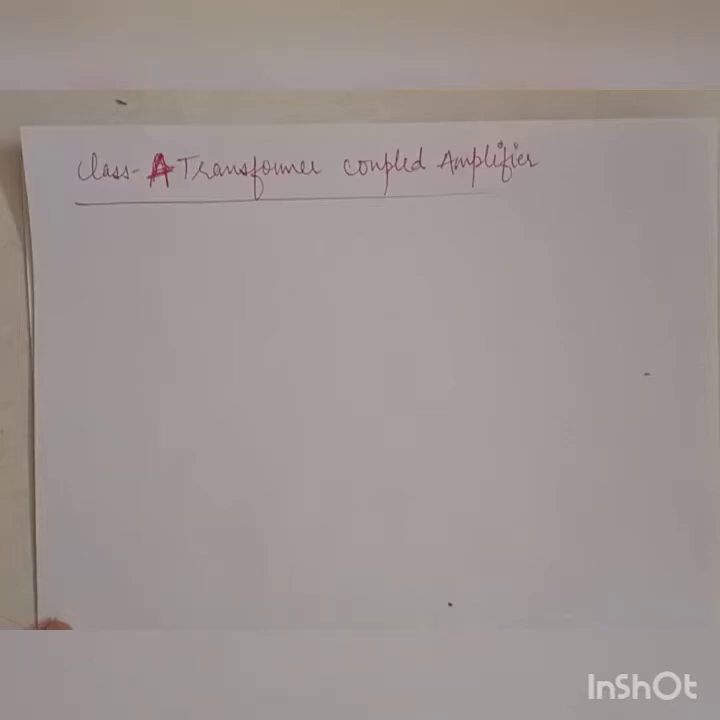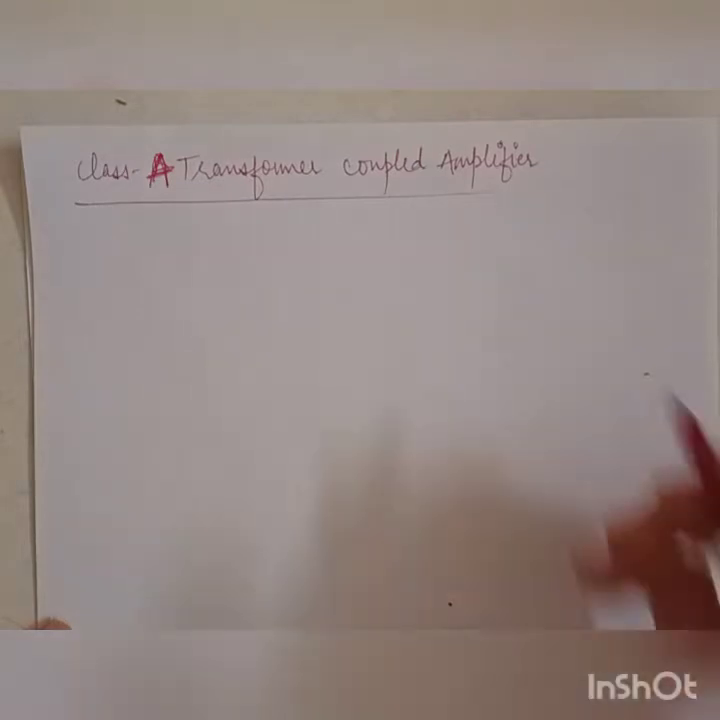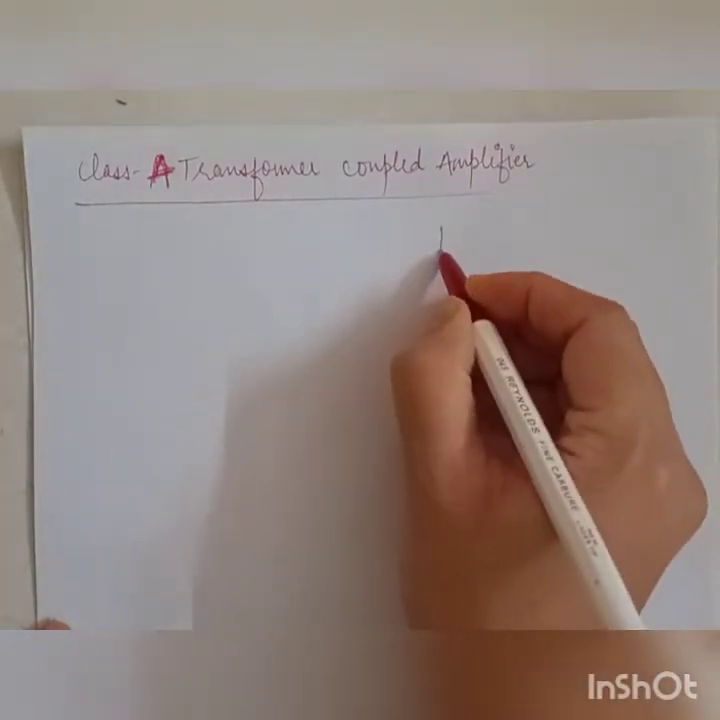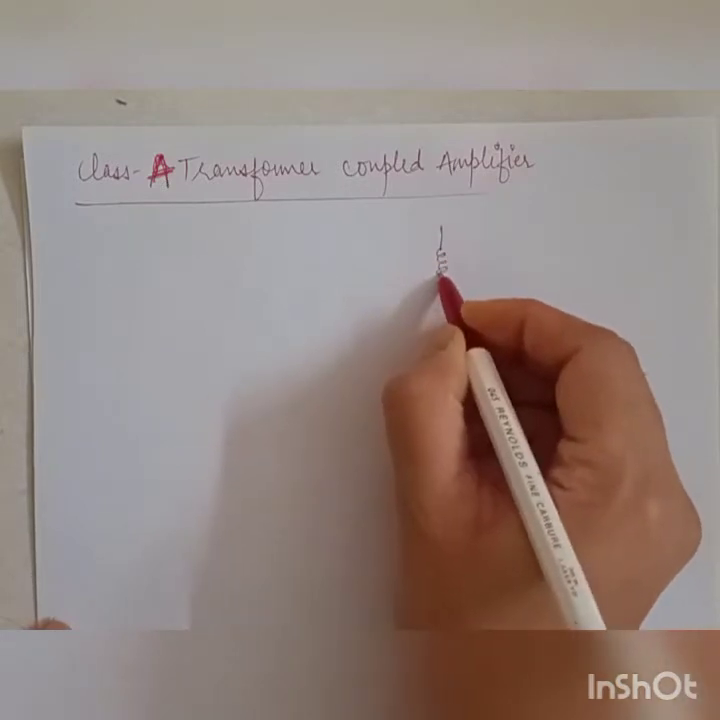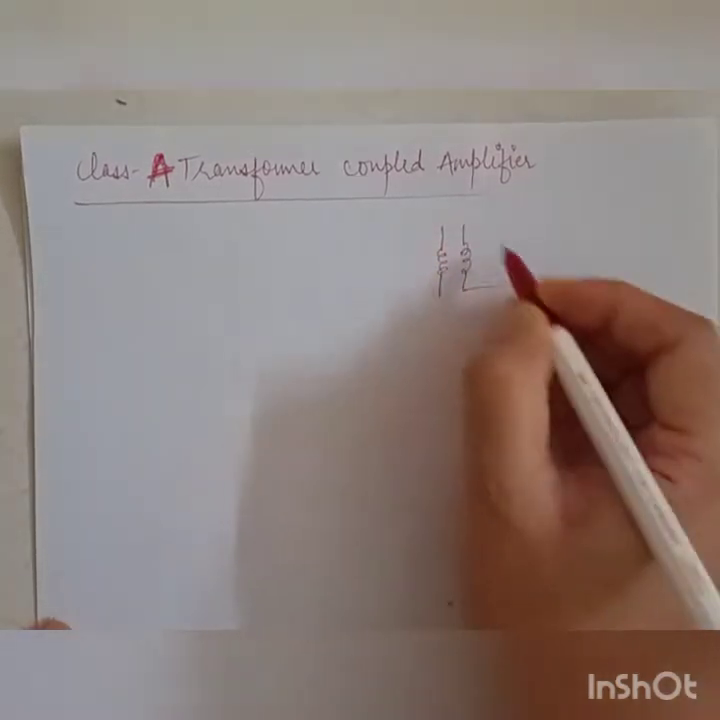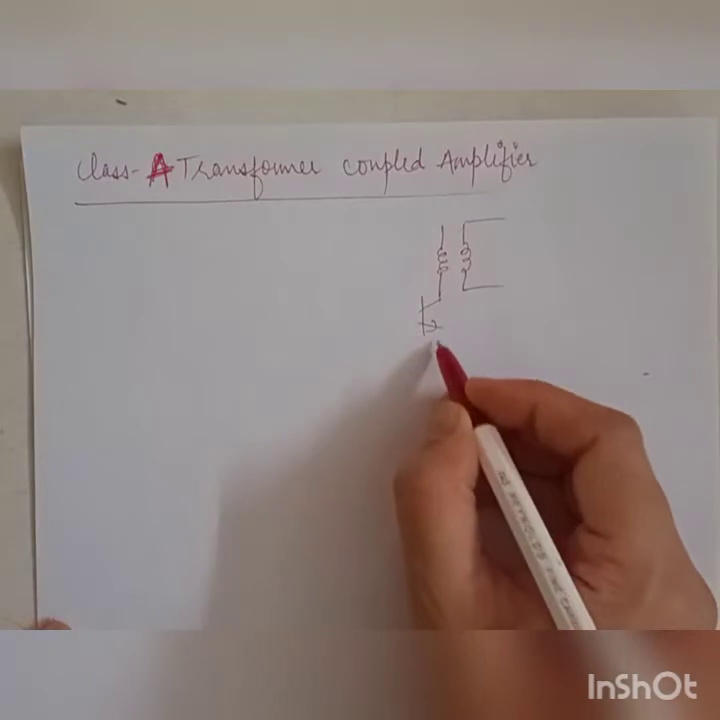Hello everyone. In this lecture, we'll be studying Class A transformer coupled amplifier. So let's draw the diagram of transformer coupled amplifier first for Class A. So this is my BJT. Here I'm using a transformer coil, and this is my BJT here.